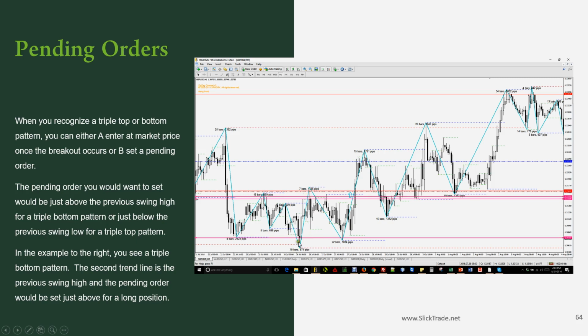All right. Same with here. To define that triple bottom, I did not include the candle wick. I only included the body of the lowest. Okay. So once price broke, your pending order would have been initiated, and you would have been put into a long position, or if you entered at market price, you would have entered during this candle, okay, or after the formation of it.